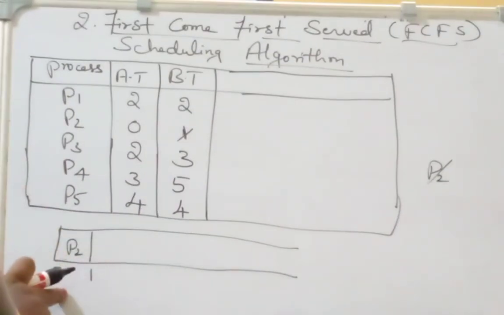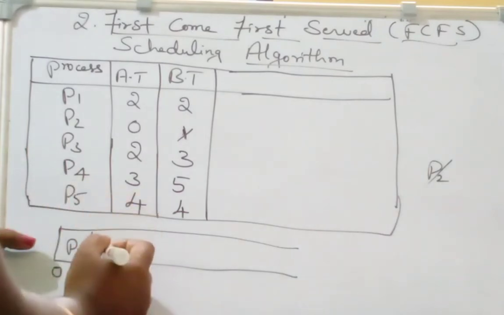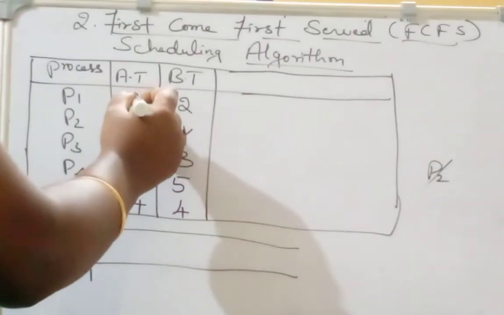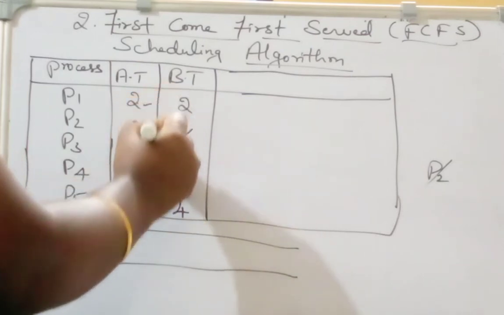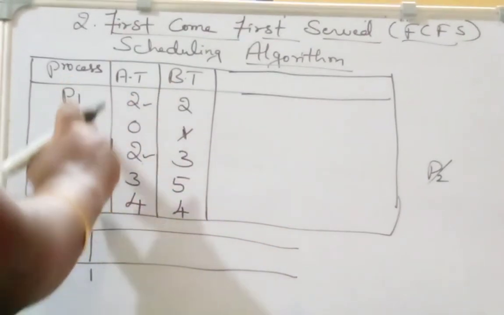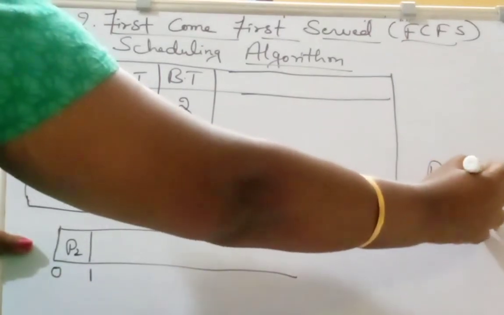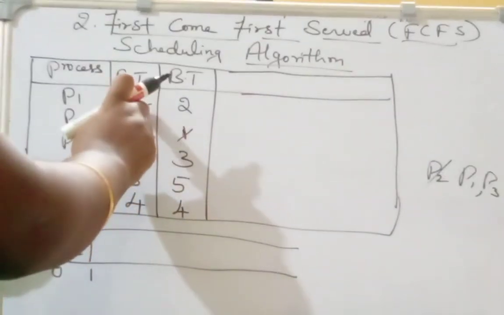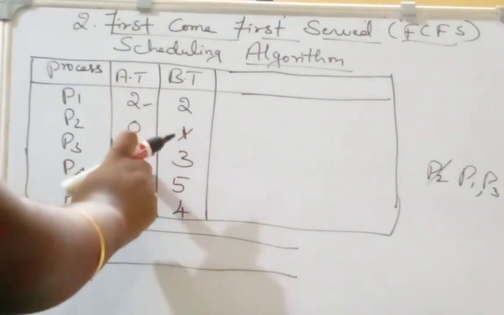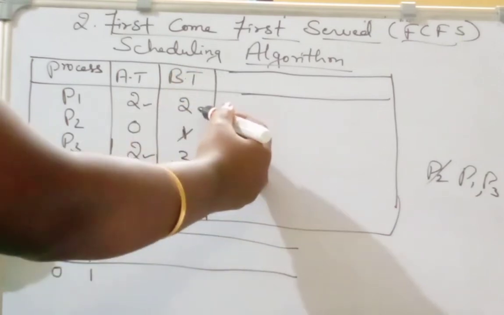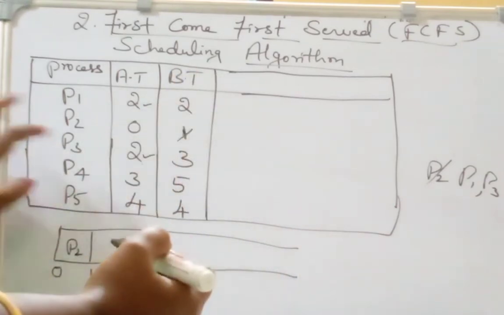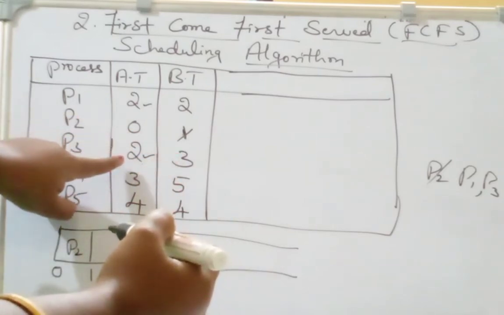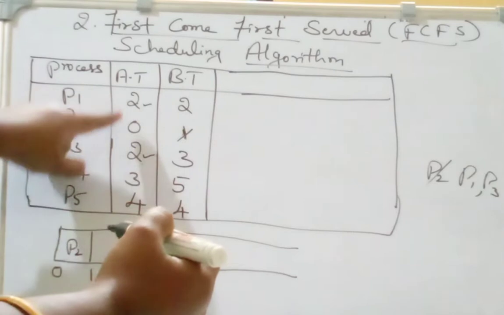At interval 1, no process has arrived into the ready queue. See the arrival times: at interval 1, no process has arrived. But at interval 2, we can see that two processes have arrived, that is P1 and P3. See what their burst times are. P1 has 2 and P3 has 3. But now both have arrived at the same interval 2. Which one to take now?